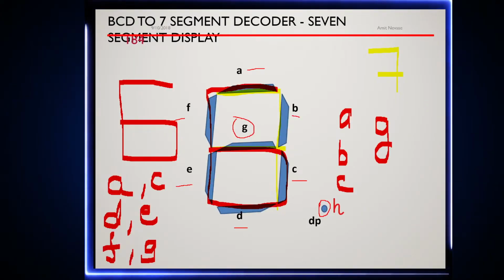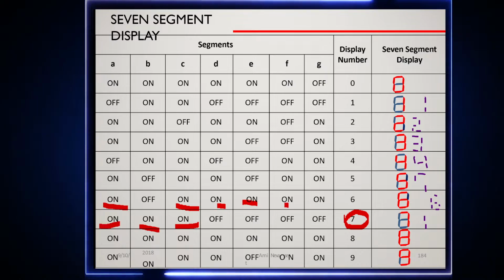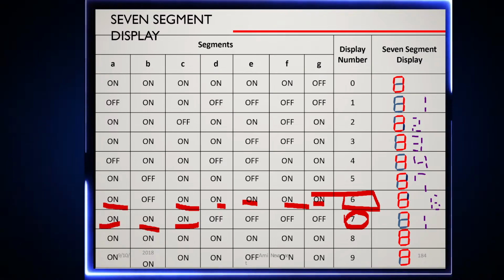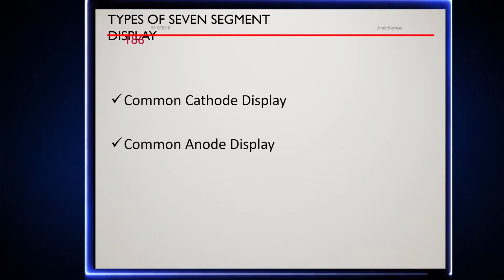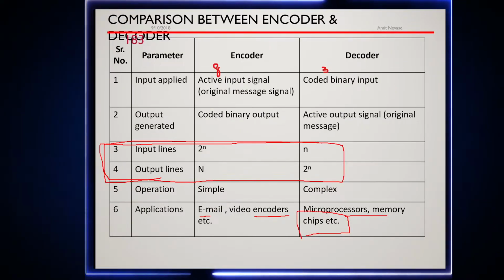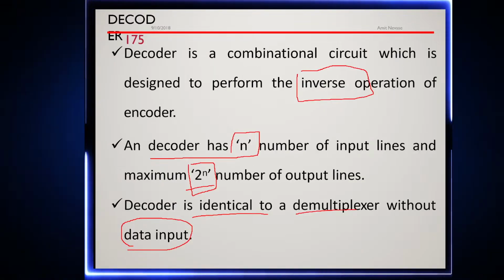Now, we considered the number 6. In case of number 6, it is A, C, D, E, F, G. So you can see over here, this is number 6. A, C, D, E, F, G are on. So when these are on, the displayed number will be 6, because this is a 7 segment display. So this was about the 7 segment display that we have covered, and we have seen the different types of encoders and decoders in today's lecture till here.